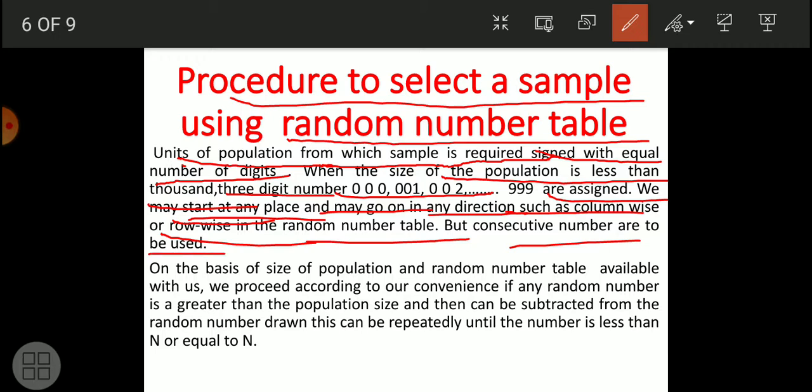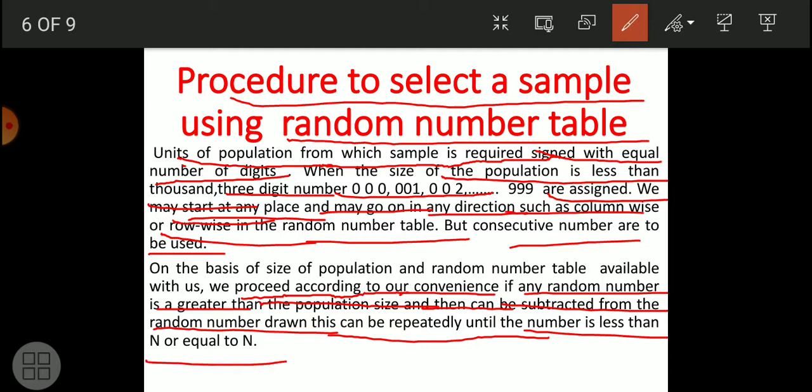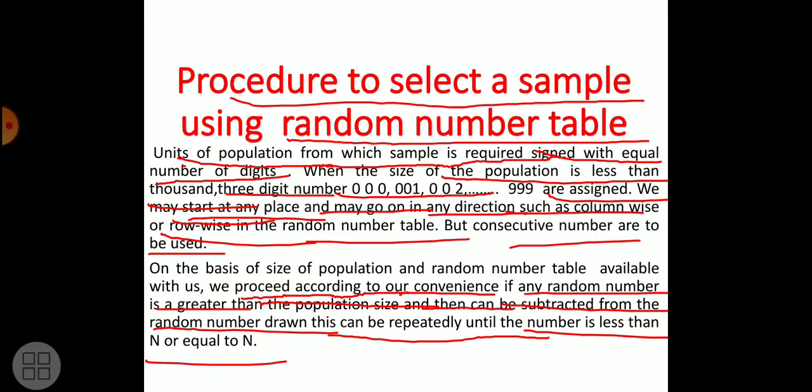On the basis of the size of the population and the random number table available with us, we proceed according to our convenience. If the random number is greater than the population size, then the population size can be subtracted from the random number drawn. This can be repeated until the number is less than or equal to the population size. What is that?